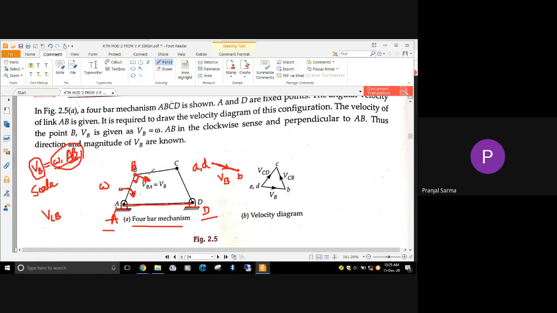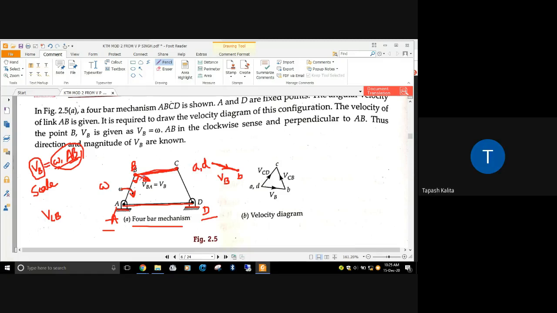This is a link, this particular link, that means with respect to this. So what will be the direction of PCB? It will be perpendicular to this link, perpendicular to the link BC, just like in the previous case, where it was perpendicular to the link AB. So VCB will be perpendicular to the link BC. Understood?